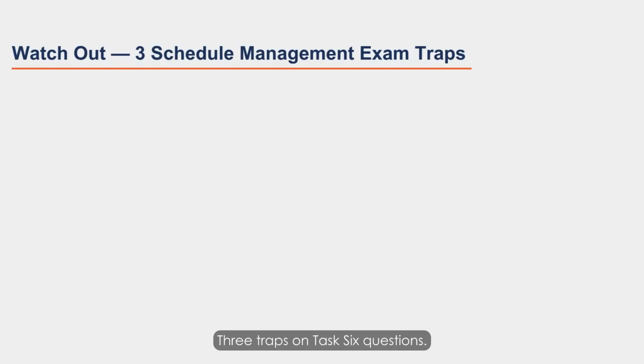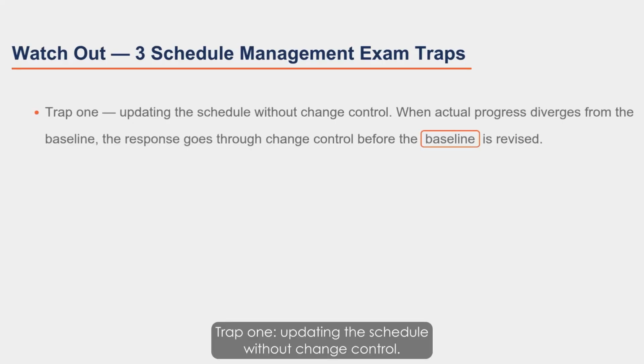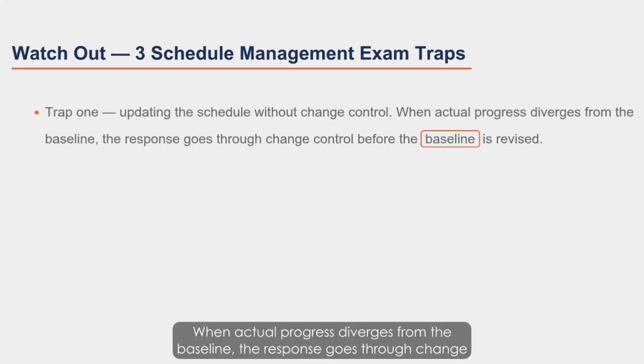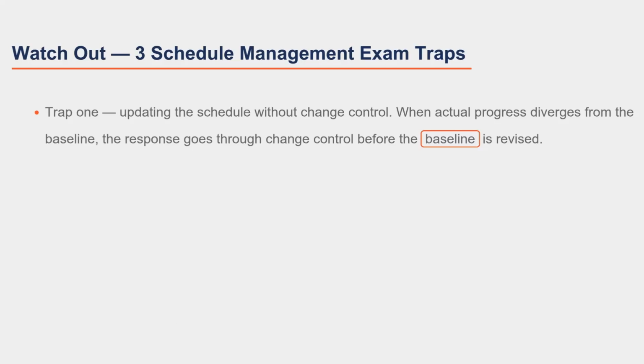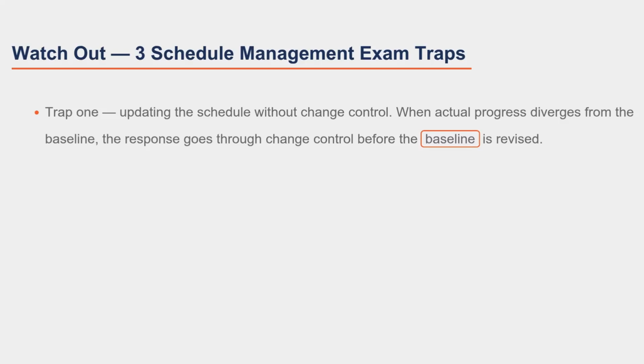3 traps on Task 6 questions. Trap 1, updating the schedule without change control. When actual progress diverges from the baseline, the response goes through change control before the baseline is revised. The PM does not unilaterally update the approved schedule.